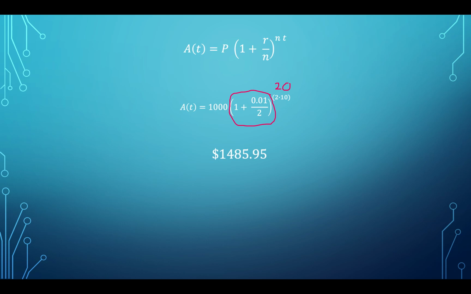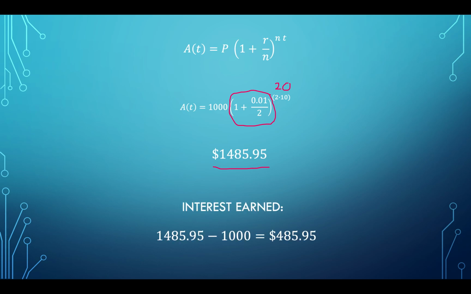Now this is the amount after 10 years. Now in the question, I also asked you how much interest was earned. So all we're going to do is take this number and subtract it from the initial investment, which was 1,000. So at the end of 10 years, the amount of interest we earned is $485.95.